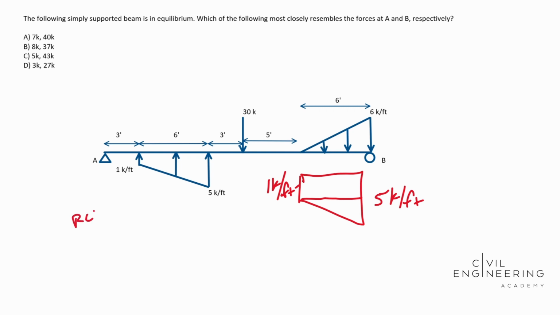For the rectangle, you're going to be looking at 1 kip per foot times 6 feet. And that's going to give you 6 kips.